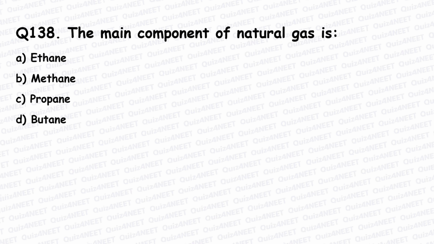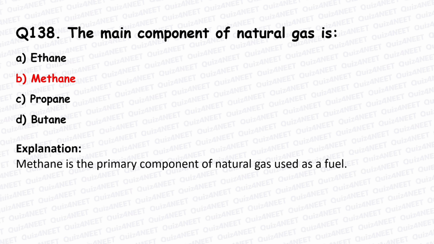Q138. The main component of natural gas is A. Ethane, B. Methane, C. Propane, D. Butane. Answer: methane. Explanation: methane is the primary component of natural gas used as a fuel.